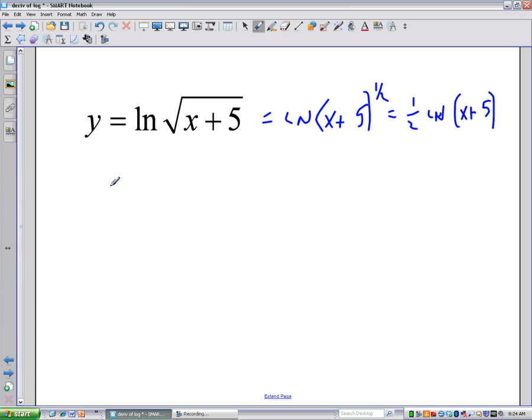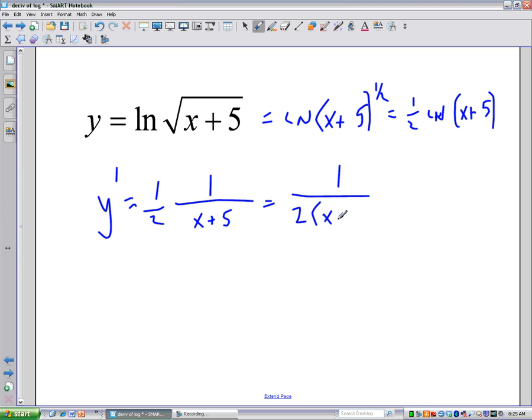All right, so now if I want to know the derivative of this, y primed, well, the half is just a multiplier, so I'm going to leave the half there. And I'm going to do u primed over u, so u is x plus 5, and the derivative of x plus 5 is 1. So this just turns into 1 over 2 times x plus 5. Soak that in for a second. Properties of logarithms, boom, boom, u primed over u.